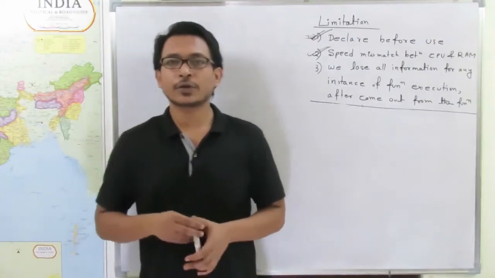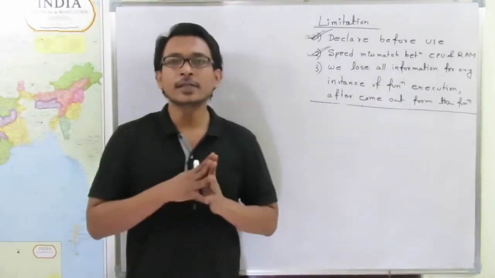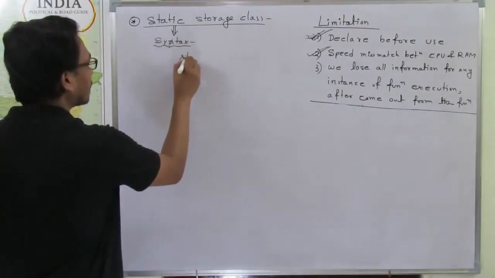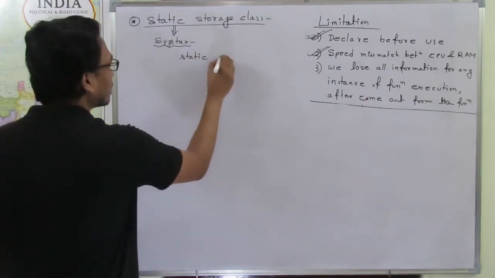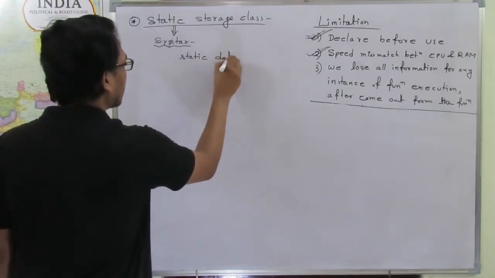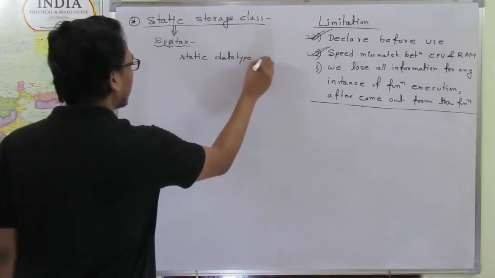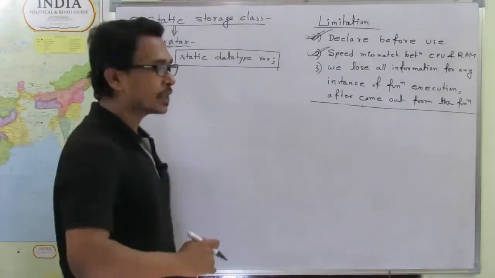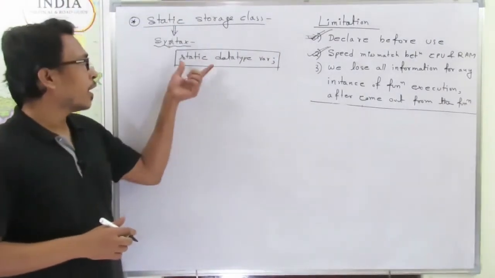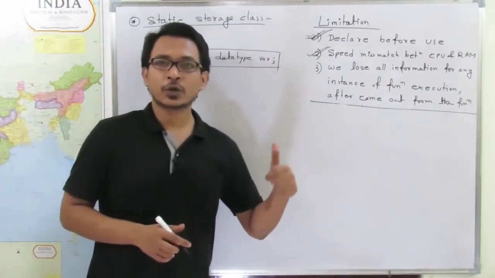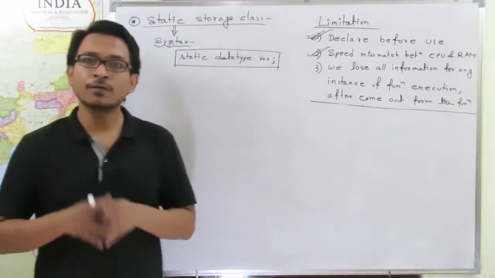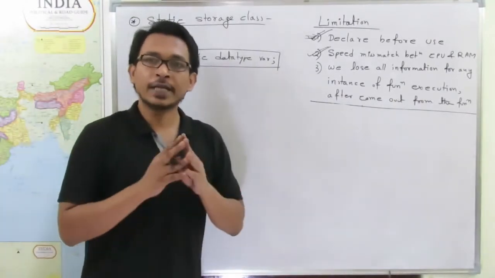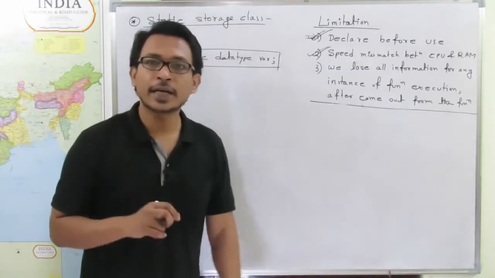Hello everyone, in this class we are going to learn the static storage class in C programming. So let's start. Syntax is static, then data type, then variable name. This is the syntax of static storage class. That means this is how we can use the static storage class to declare a variable. Now how will the system work when we declare a variable with the help of static storage class?